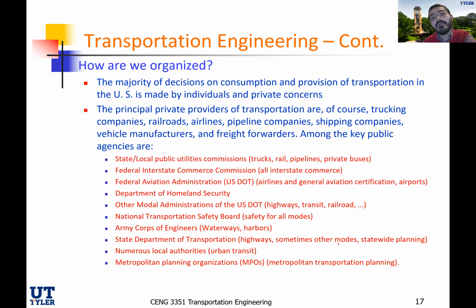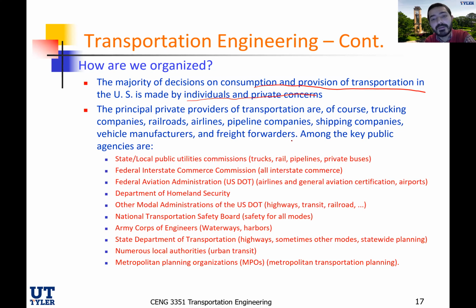How are we organized? We are organized as traffic engineers, as the majority of decisions on consumption and provision of transportation in the US is made by individuals and private concerns. In fact, the principal private providers of transportation are, of course, the trucking companies, railroads, airlines, pipeline companies, shipping companies, and vehicle manufacturers. All of these are the providers.